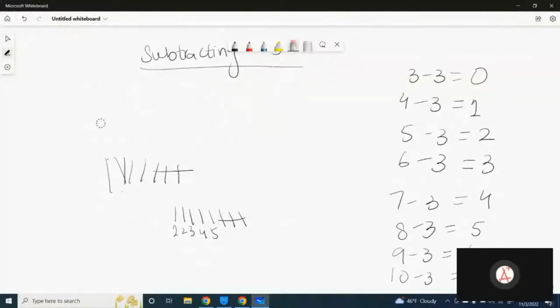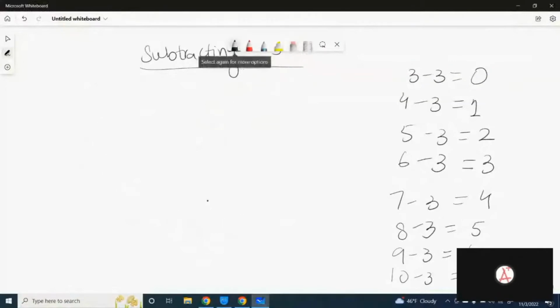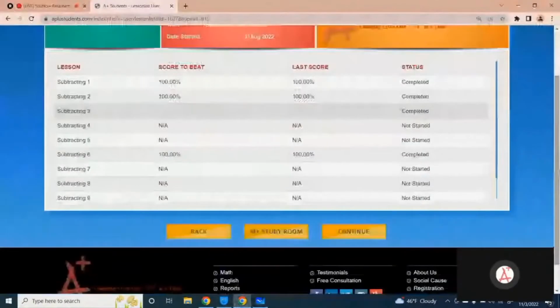Okay, now let's start with examples. You can use either the table or, when you learn how to subtract the numbers, then it would be very easy for you. Okay, let's start with the test subtracting 3.